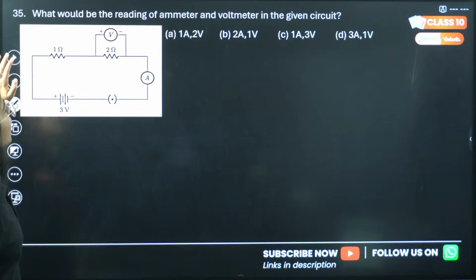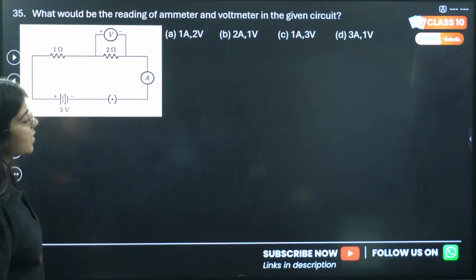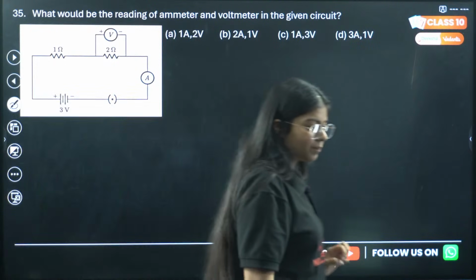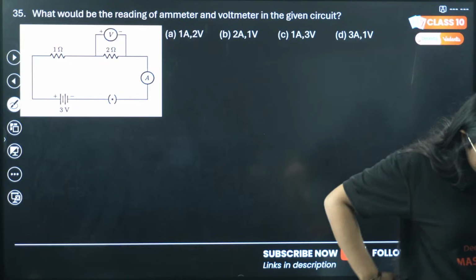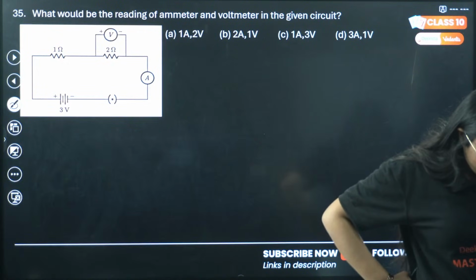Next question. What would be the reading of the ammeter and voltmeter in the given circuit? Can you guys solve this? Hey Bhagwan. Rani Devi is saying D.